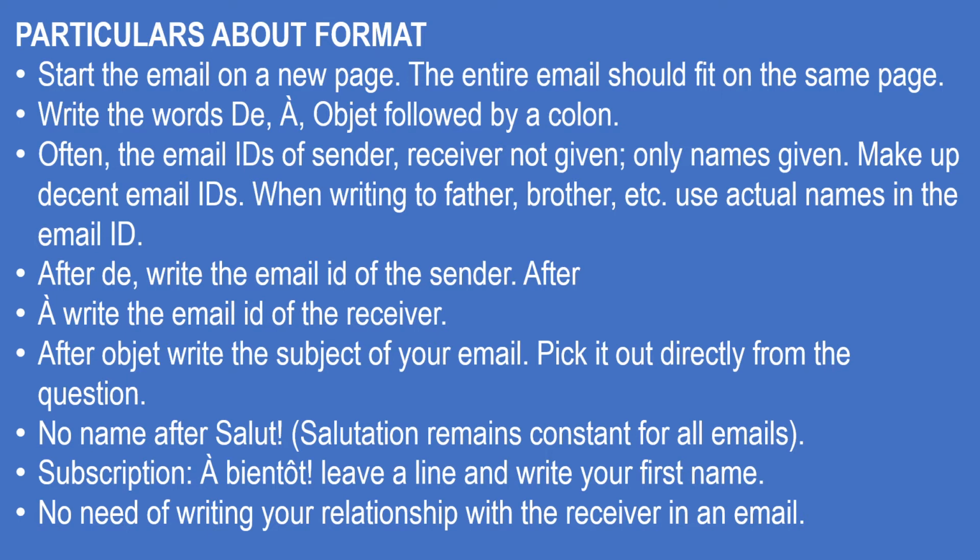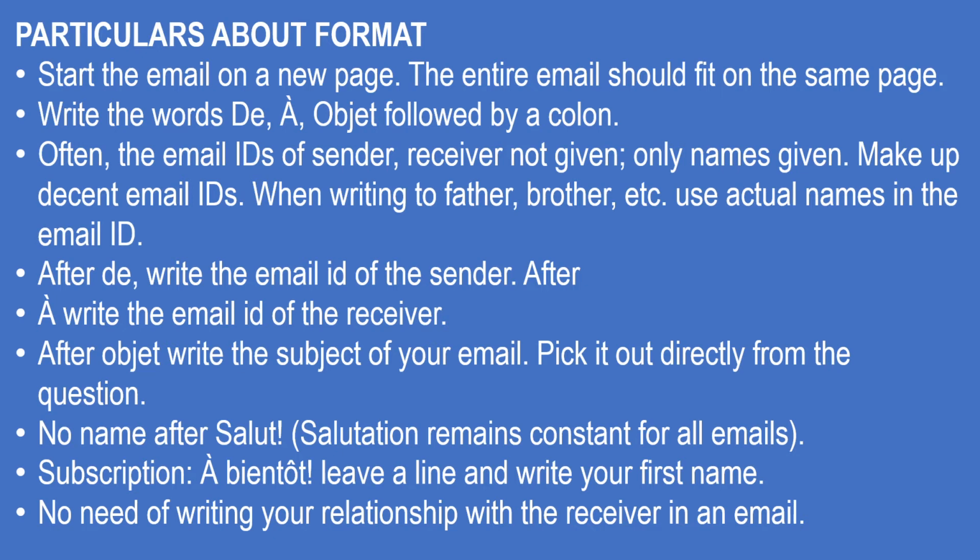Now we saw the format. You see that you have to write the words de, à and objet on three separate lines, one after the other, followed by a colon. Now what do you have to write after de? After de, you have to write the email ID of the sender. Please remember that you are writing an email, so your de and à have to be followed by email IDs and not names. We want the email IDs.